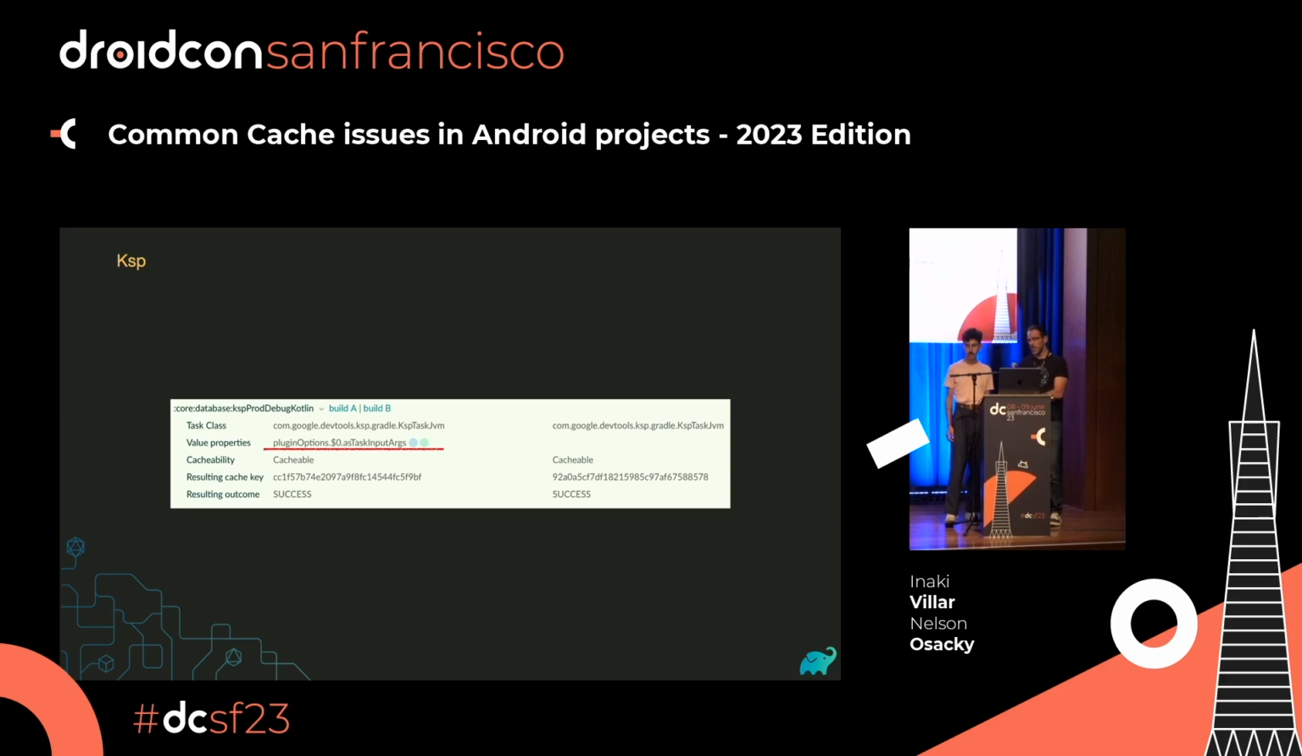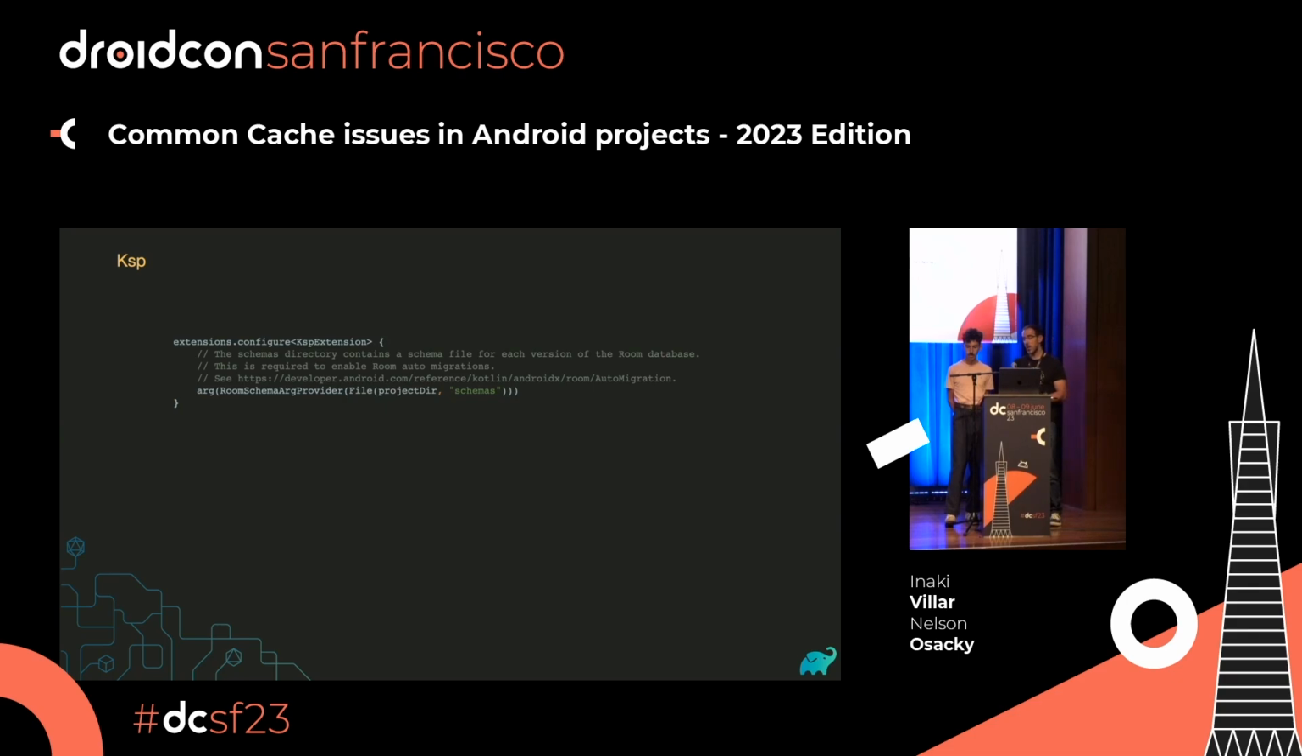This cache miss is related to the plugin options of the KSP task. And that's something that is coming in this case from one module that was using the Room processor. The Room processor can use KAPT or can use KSP. And we're very happy to see the current recommendations from Google, this is official, in the doc, where they are configuring the KSP extension with a command line argument provider. Actually, Nelson, you merged the PR, right, for the command line argument providers in KSP. So that's the correct way to do that, right?